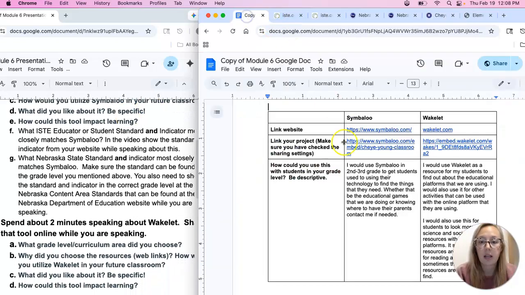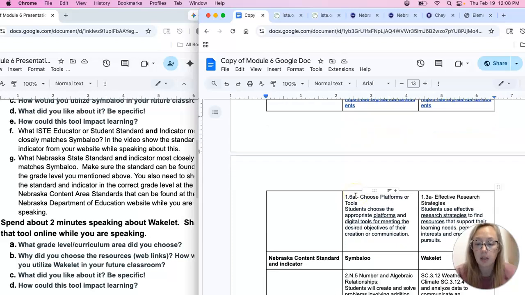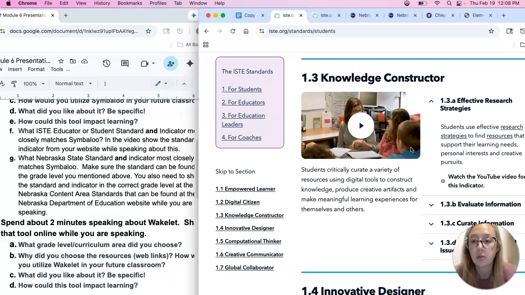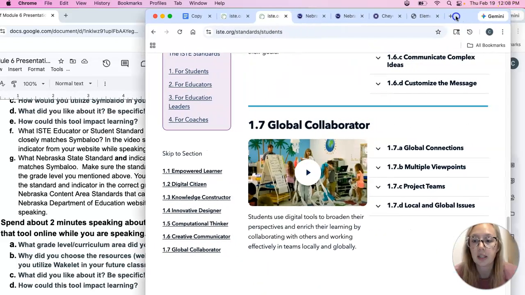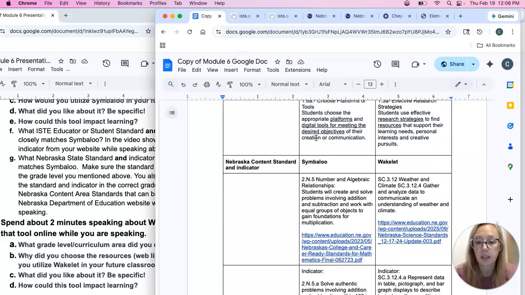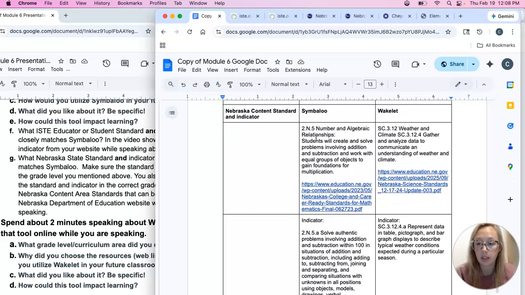So the ISTE standard that I related this back to is Creative Communicator, 6.A, choose platforms and tools. Students choose appropriate platforms and digital tools for meeting desired objectives of their creation or communication. So with that, this is the standard that I had referenced it back to. I think that one thing sparks their own technology, learning how to use technology.